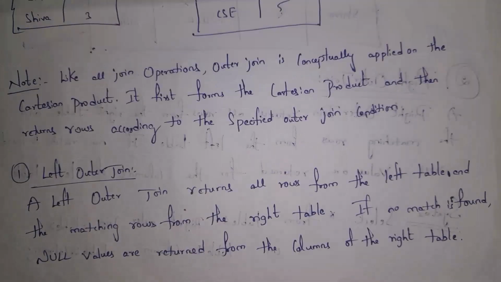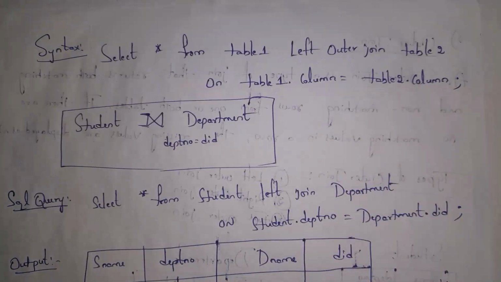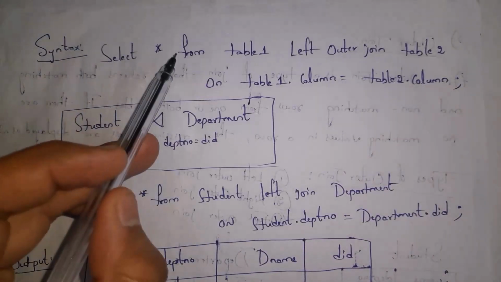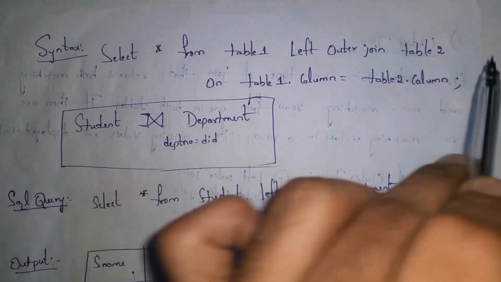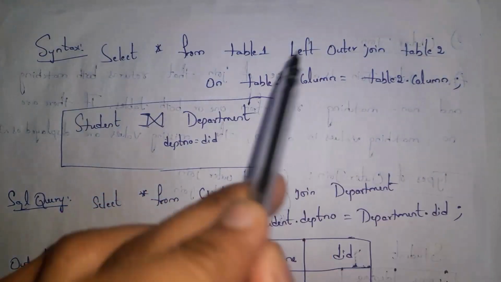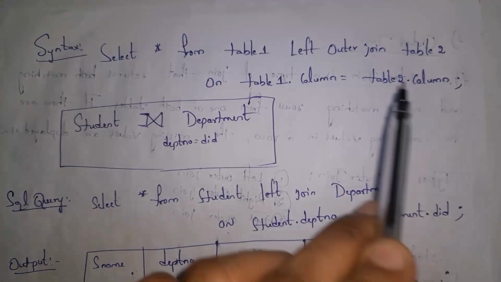At first I will explain what is left outer join. Left outer join returns all the rows from the left table and only matching rows from the right table. If no match is found, then null values are included for the right table. This is the syntax for left outer join. Select star from table 1 left outer join table 2 on, here we need to give the condition, that is table 1.column is equal to table 2.column.